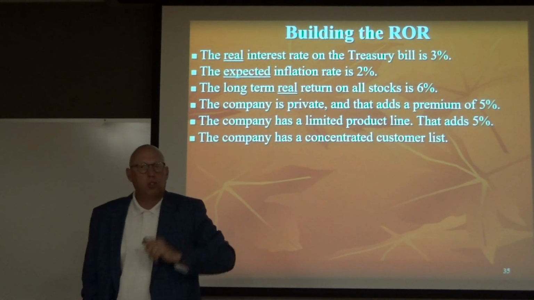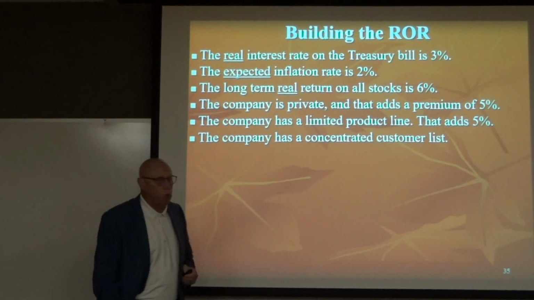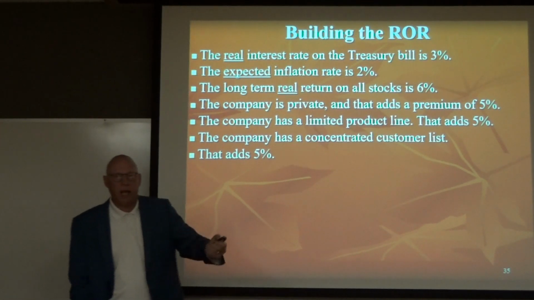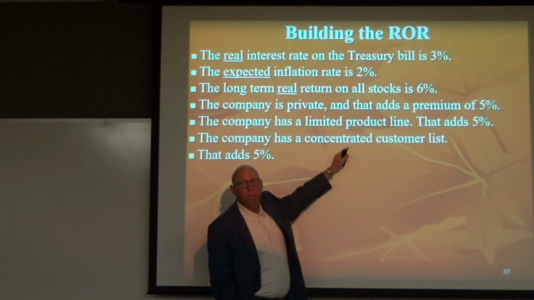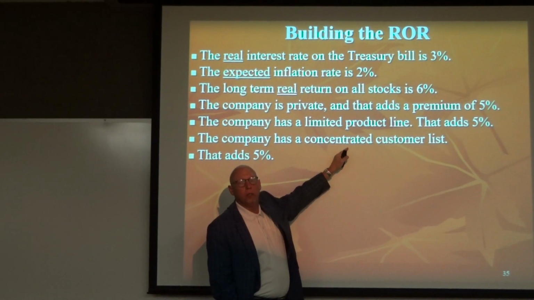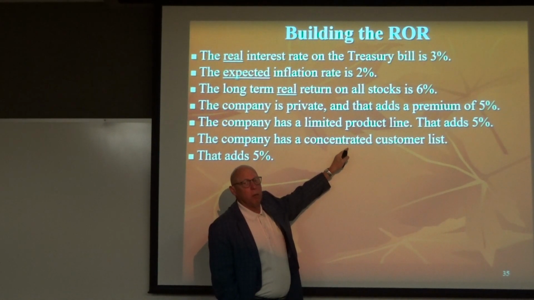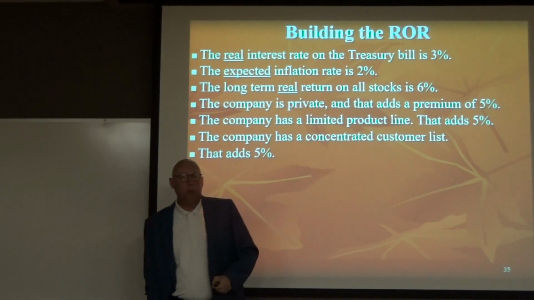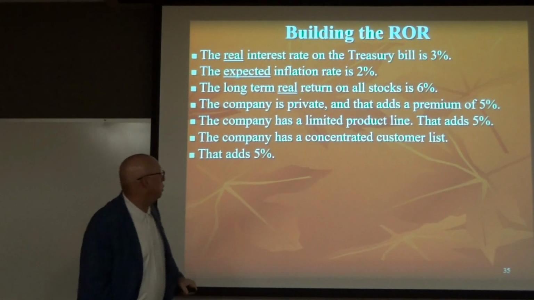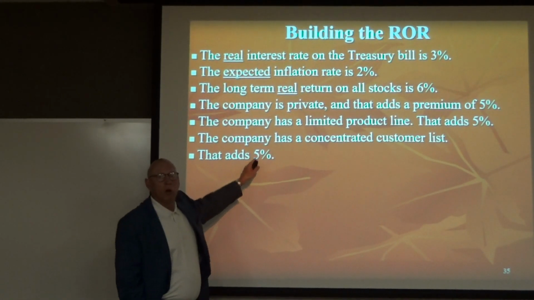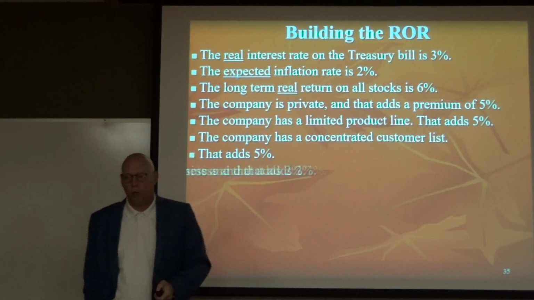Okay, concentrated customer list. That's also business risk. Okay. That adds another 5%. That means we've got 1 or 2 customers that are large, and if we lose them, we're in trouble. So you're learning something about business right now, folks. If you're looking at buying into a business, these are things you better look into. Okay? So now we're at 21%. Required rate of return to take this big risk.